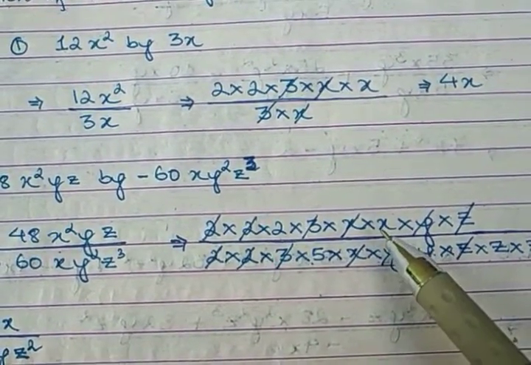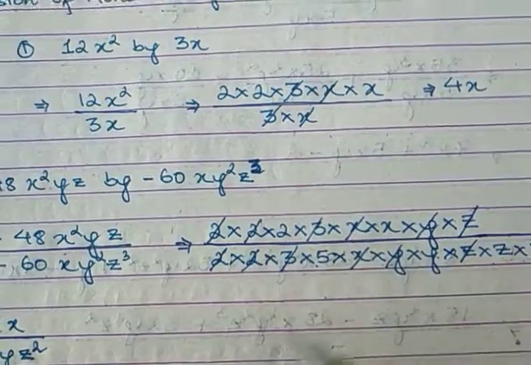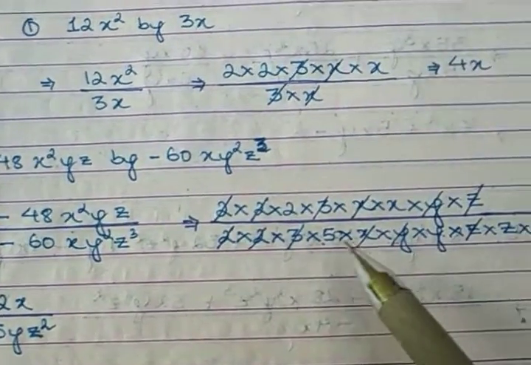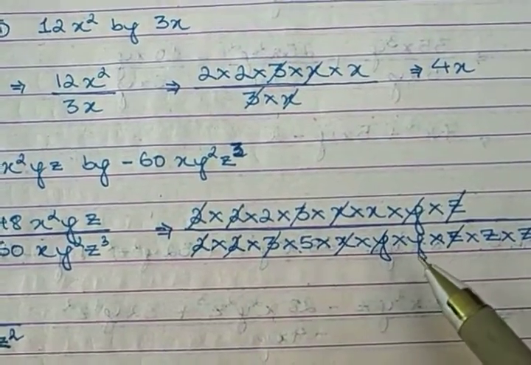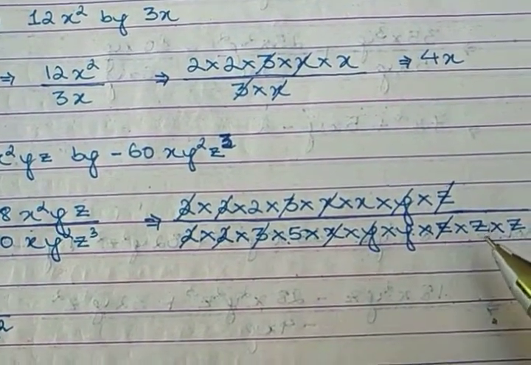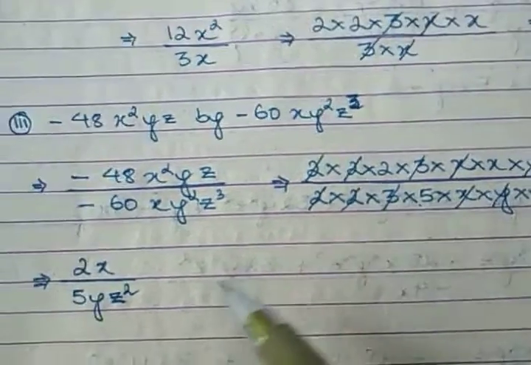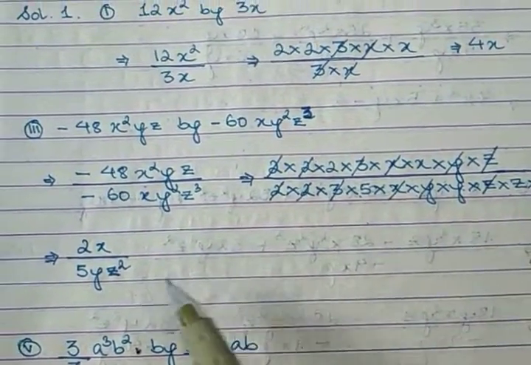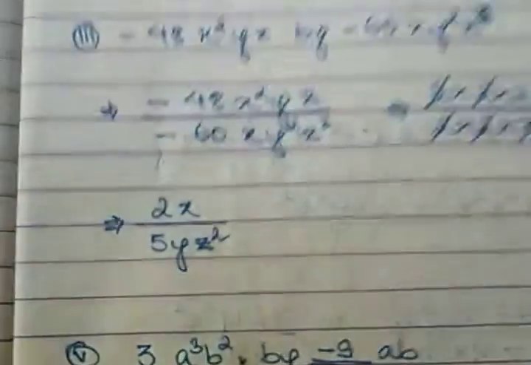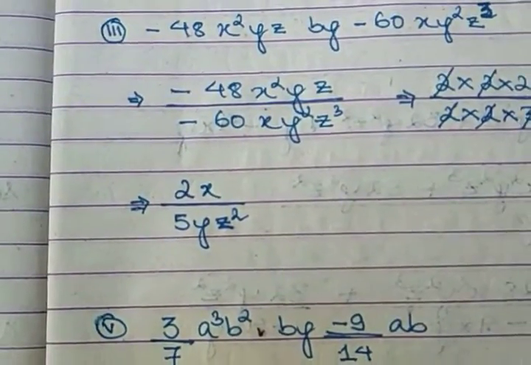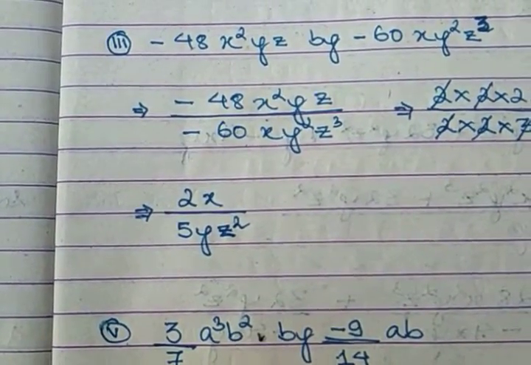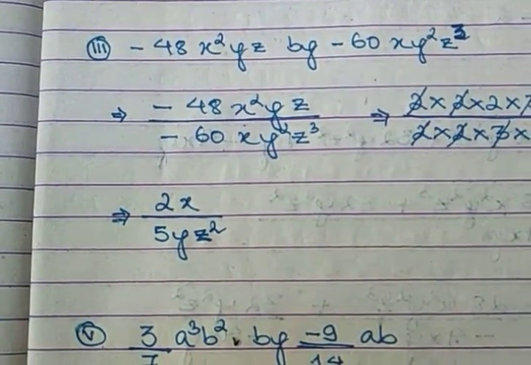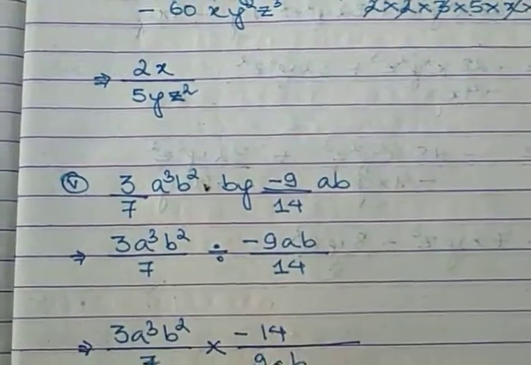Now what's left in the numerator? Just 2 and x remain in the numerator, so it came 2 into x. And what's left in the denominator? 5, and one y and z. So 5, y remained as it is, and z into z is z squared. So our answer is 2x divided by 5yz squared. We know that it cannot be further simplified, so this is our answer. It's an easy one, isn't it?